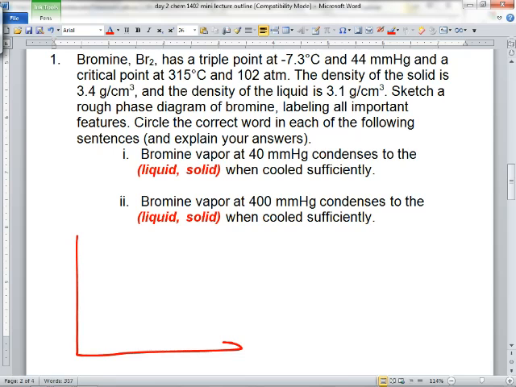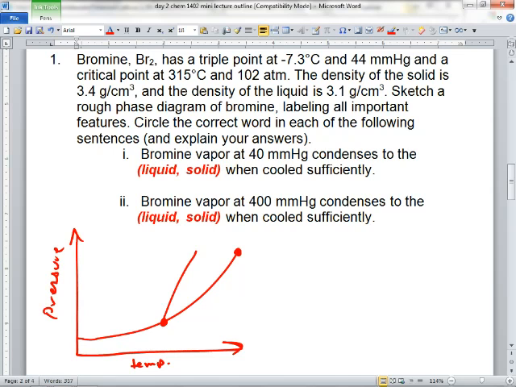So we have to have two axes. And remember, this one was pressure, and the other one was temperature. That one goes up like that. The other one goes forwards. Now, you can put these little dots here, for those two points.